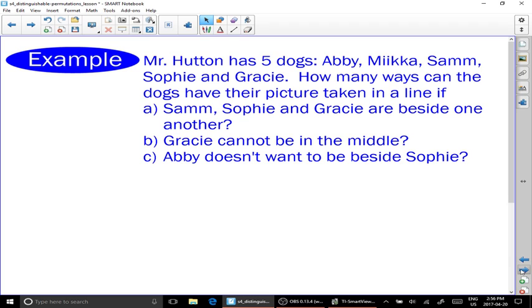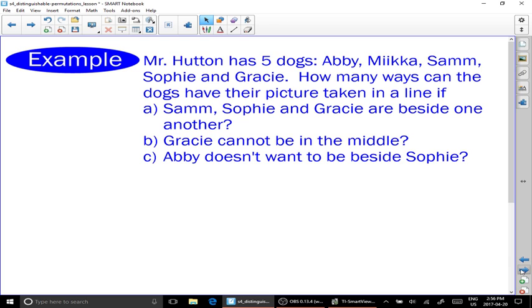So, yes, I have 5 dogs: Abby, Mika, Sam, Sophie, and Gracie. How many ways can the dogs have their picture taken in a line if, part A, Sam, Sophie, and Gracie are all beside one another? Okay? So how do we do that?